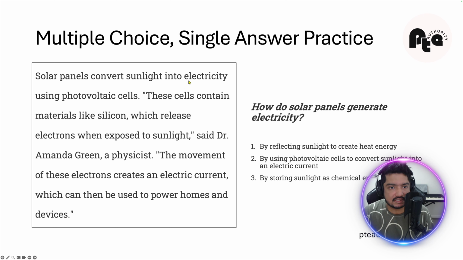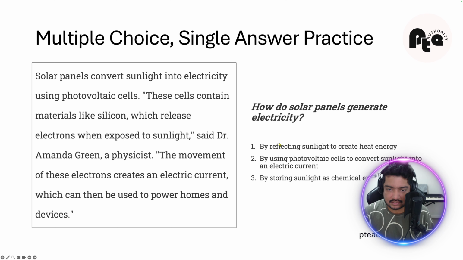Solar panels convert sunlight into electricity using photovoltaic cells. These cells contain materials like silicon which release electrons when exposed to sunlight, said Dr. Amanda Green, a physicist. The movement of these electrons creates an electric current which can then be used to power homes and devices. So from this text, I am going to formulate my answer to this question without looking at the answer options. So I have photovoltaic cells. Solar panels use photovoltaic cells to generate electricity.